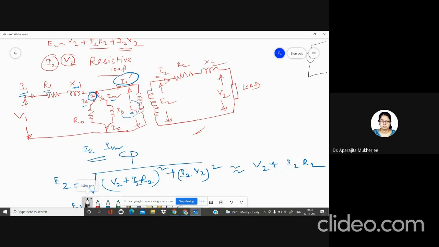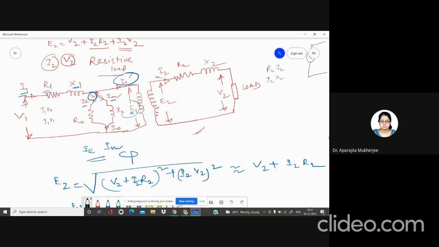Now in the secondary winding, what will be the resistive drop? For the secondary winding, the resistive drop will be R2 into I2, and the reactive drop in the secondary winding is I2 into X2. Now what will be the resistive drop for the primary winding? This is I1 R1 and this is I1 X1. So these are the two drops on the primary as well as the secondary.